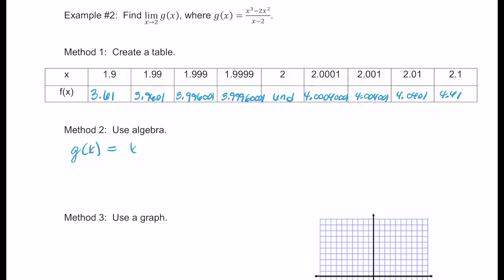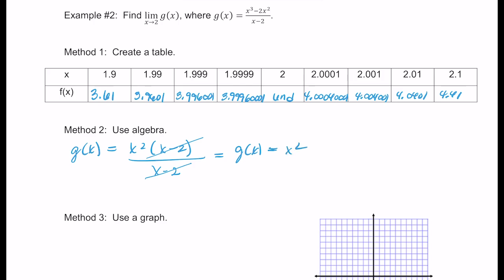And if you factor the numerator, you're going to end up with x squared times x minus 2. And in the denominator, you would also end up with x minus 2. And if you remember from the last chapter, the x minus 2's cancel out, right? So there would have been a vertical asymptote at that value of 2, but we removed it. There's now a hole, right? So keep that in mind. What we're left with is just g of x equals x squared, okay?